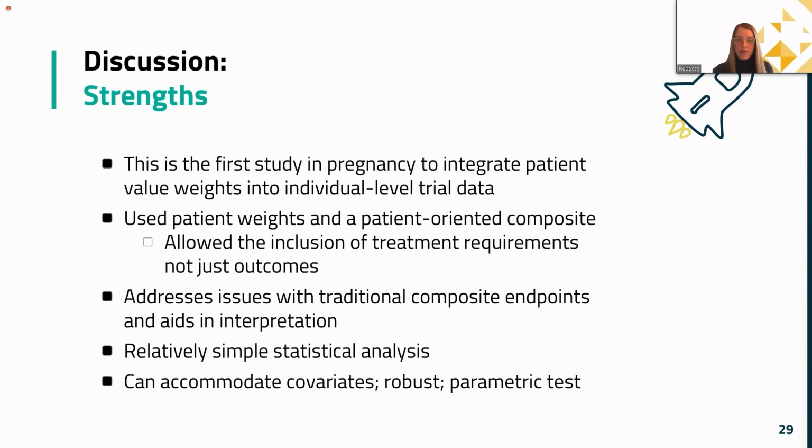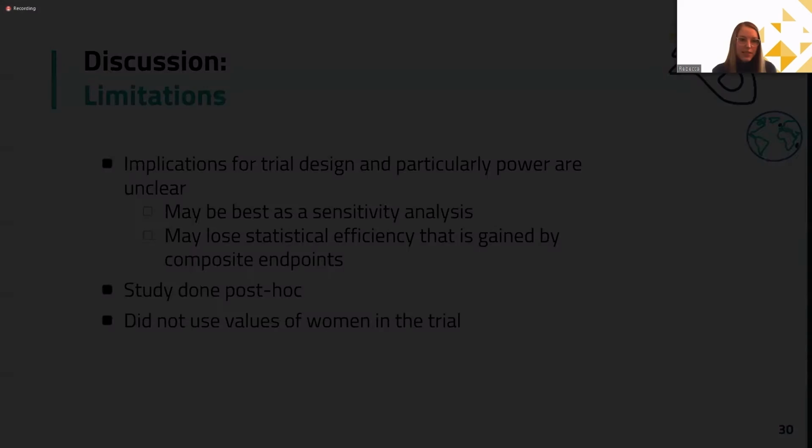We used both patient weights and a patient-oriented composite. So our composite was composed of the items that the patients we spoke to identified as being important. And then we weighted it by how important each patient said those different outcomes were to them. This addresses issues with traditional composite endpoints and helps us understand how these trial results can be applied in clinical practice. This is a relatively simple statistical analysis, and it can be expanded to other robust parametric approaches.